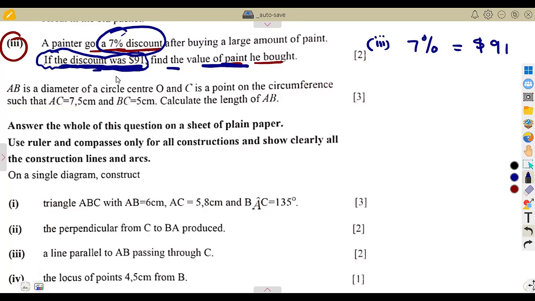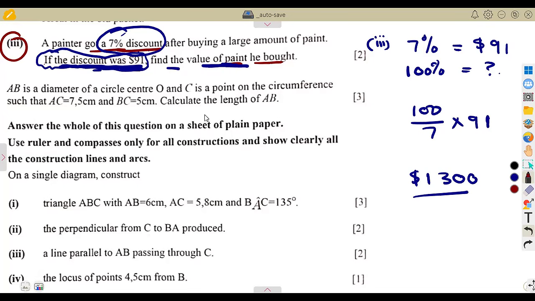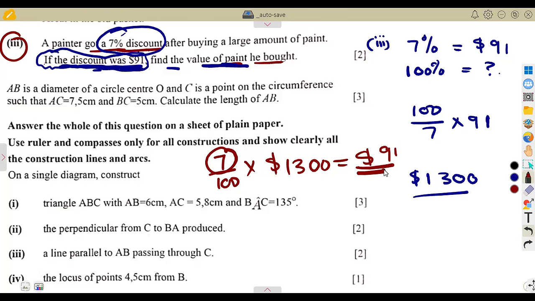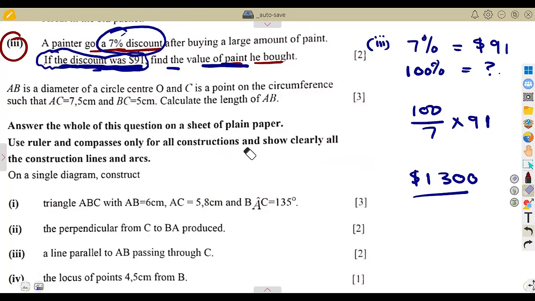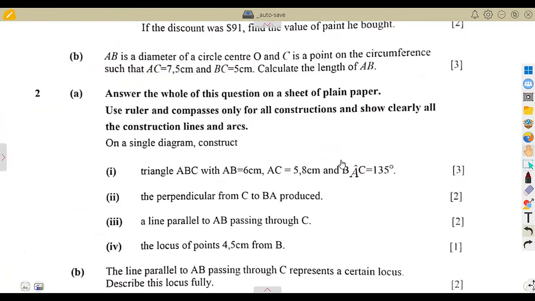If they're saying this is the discount, so what was the amount of the paint? That is what they're saying. That is the amount at 100%. What was it at 100%? So this is going to be 100 over 7 times 91. So we can obtain the price of the paint, and that was going to be 1,300. So this is the original price of the paint. So if you determine 7% of this 1,300, you are going to obtain exactly the $91, which corresponds to the percentage. To say 7%, the discount is 91. So they can try to confuse you with these typical questions of this nature. All right, so that was what we had.